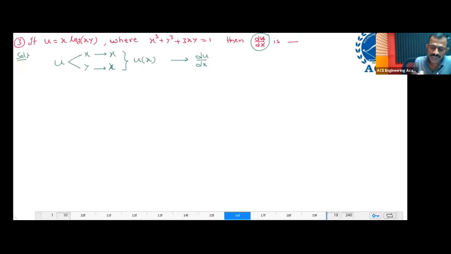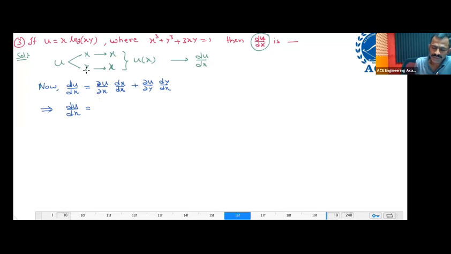Now from this diagram, we can add the formula. Now du by dx equal to dou u by dou x into dx by dx, plus dou u by dou y into dy by dx.